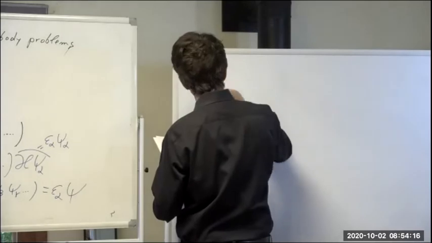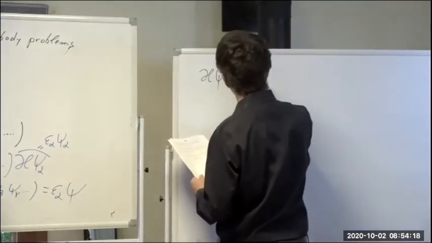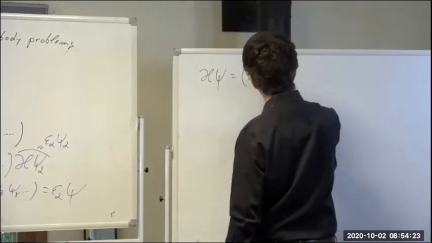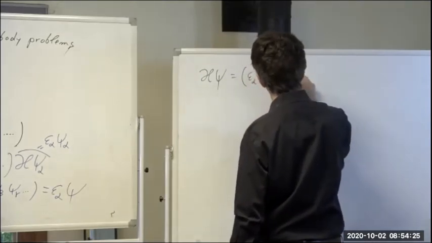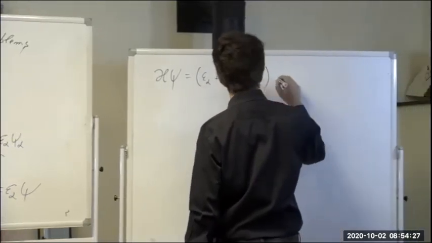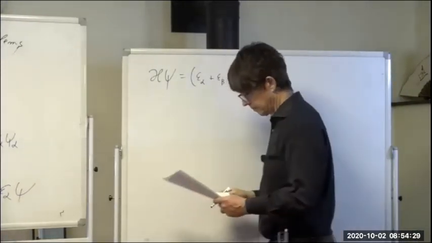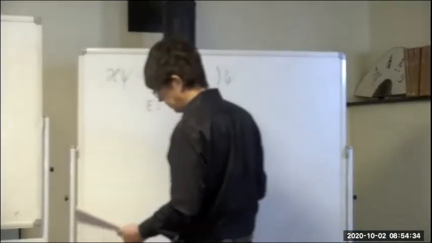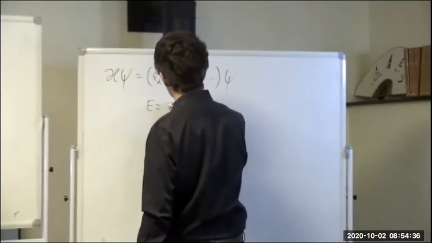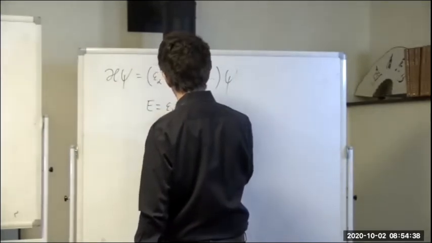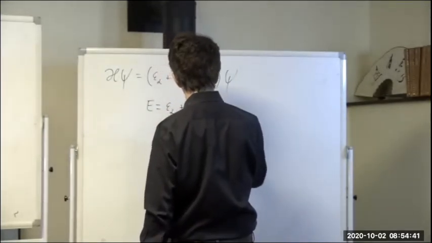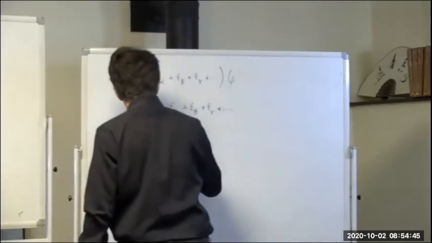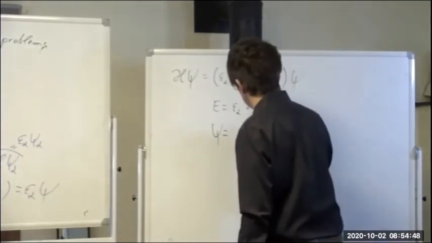What does that mean? That H times psi is epsilon alpha plus epsilon beta plus epsilon gamma plus so on, times psi. So that means that the energy is epsilon alpha plus epsilon beta plus epsilon gamma. And the wave function psi is just the product wave function.